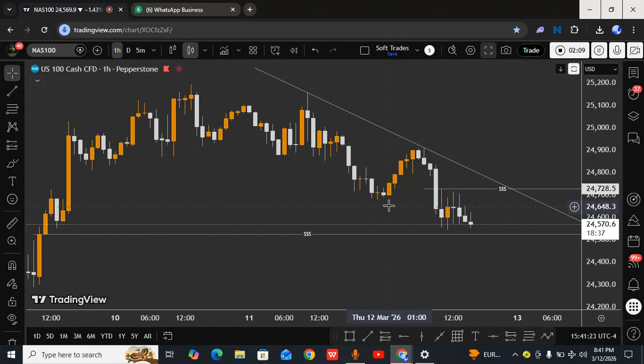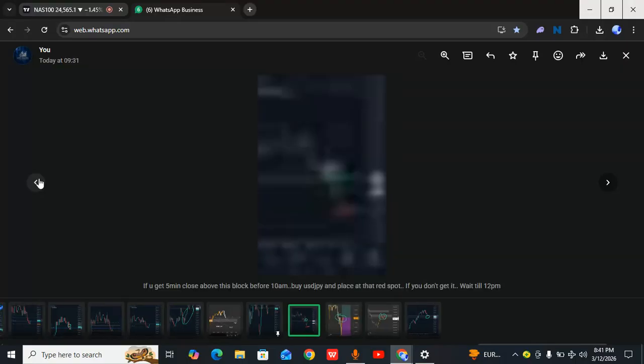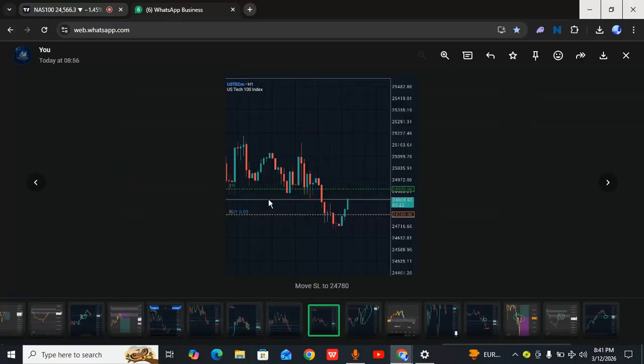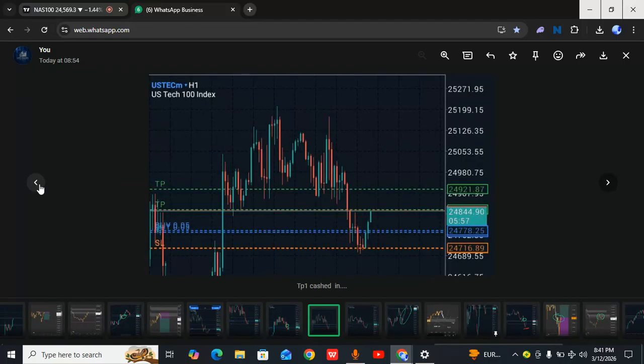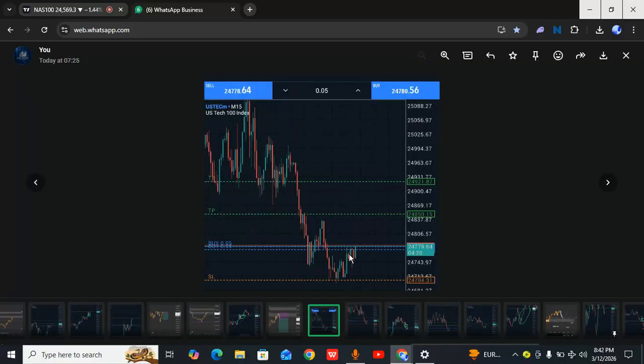So the trade was taken somewhere around this area. We took that trade during London session, somewhere around this area. Let me see if I can get a screenshot of the trade. Okay, so this was the trade over here. Let's see the entry. Okay, so this was the entry over here.